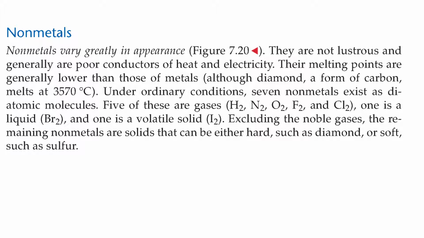5 of these are gases: hydrogen, nitrogen, oxygen, fluorine, and chlorine. 1 is a liquid, bromine, and 1 is a volatile solid, iodine. Excluding the noble gases, the remaining nonmetals are solids that can either be hard, such as diamond, or soft, such as sulfur.